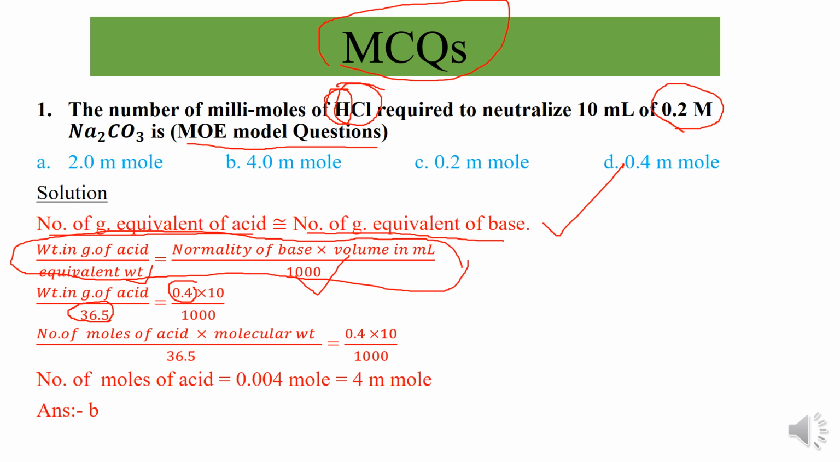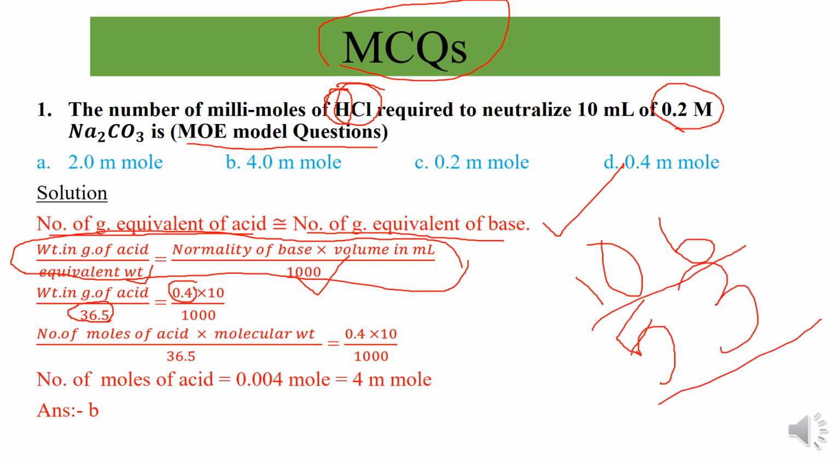Here is one relationship between normality and molarity. The molecular weight of sodium carbonate is 106, right? And the equivalent weight is 53. How is 53 obtained? This 53 is the equivalent weight and 106 is the molecular weight. If we divide molecular weight by equivalent weight, then 2 is obtained, right? And 2 times the molarity is equal to the normality for sodium carbonate, right? How is 53 obtained? Molecular weight by 2. Why 2?